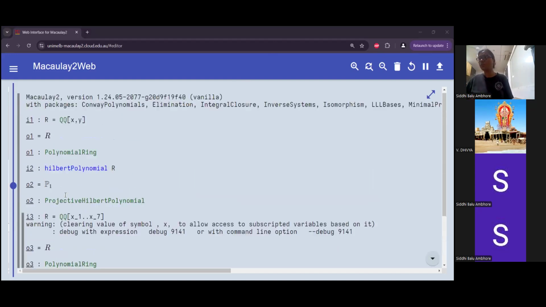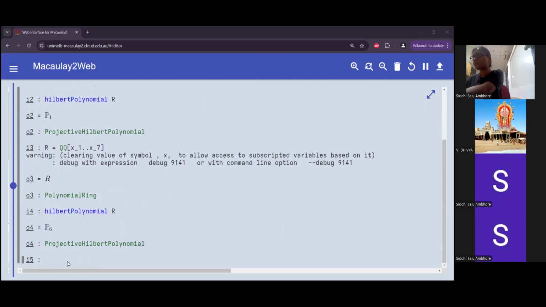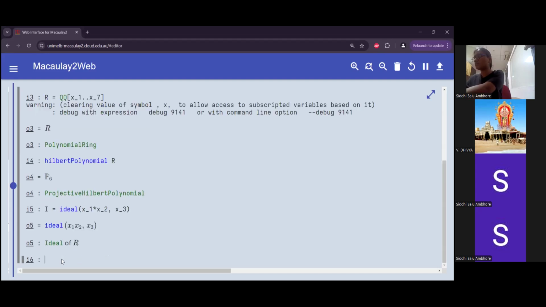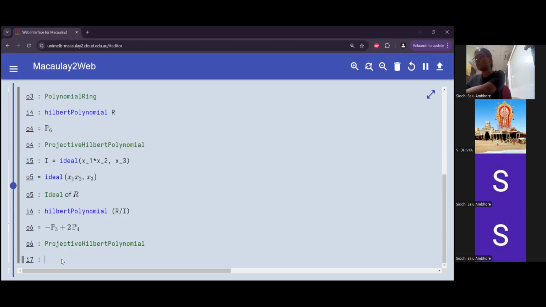And since we are here, we can also define this Hilbert polynomial for quotient rings as well. So let me just take this x1, I hope it works. And we are just doing the Hilbert polynomial of this R mod I, and it is some different polynomial. It is minus P3 plus 2P4, but it is still a polynomial in degree 3.